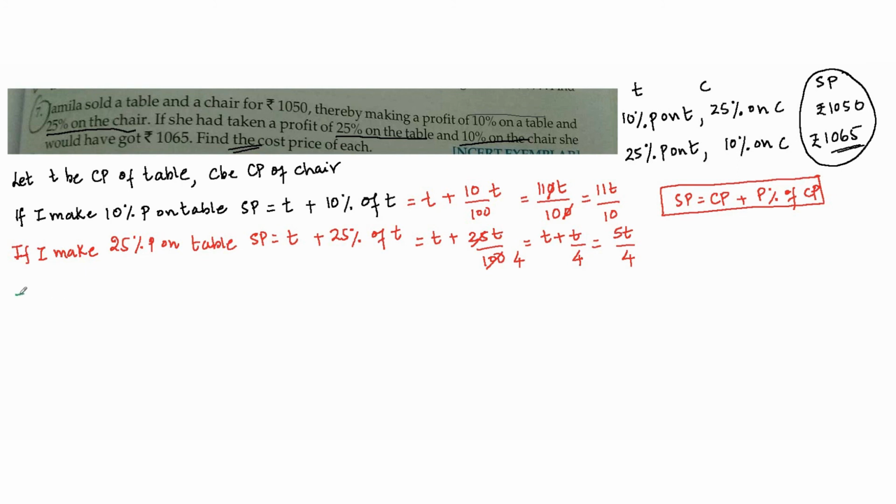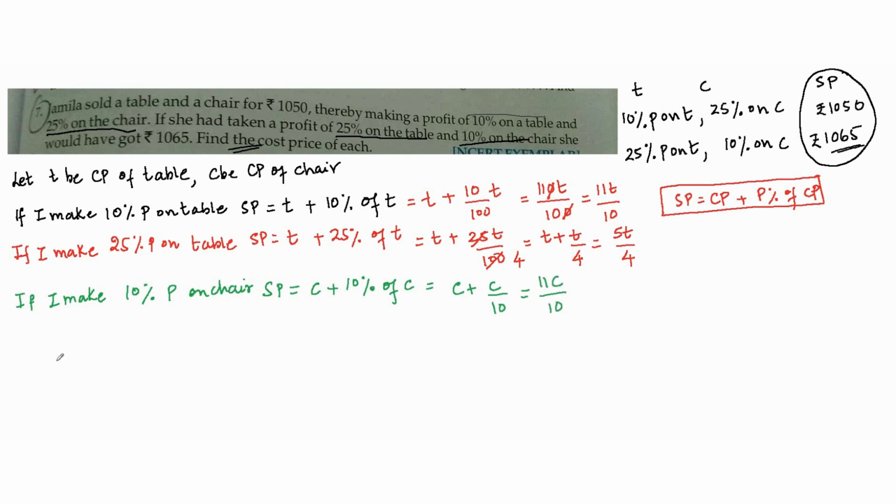Now if I make a 10% profit on the chair, the selling price of the chair would be the cost price plus the profit percent of the cost price. So this becomes C plus C by 10, which is basically 11C by 10.